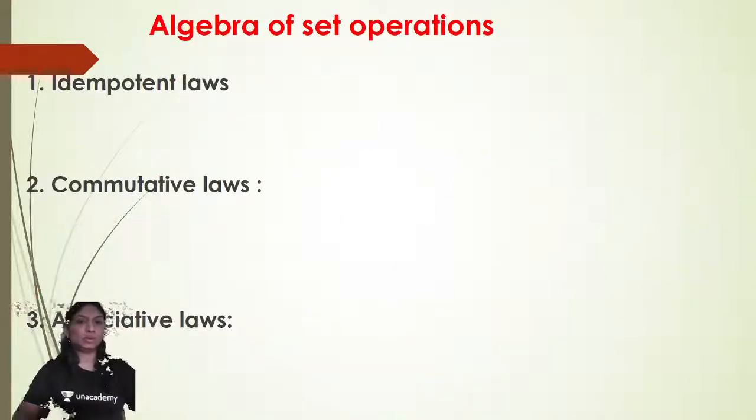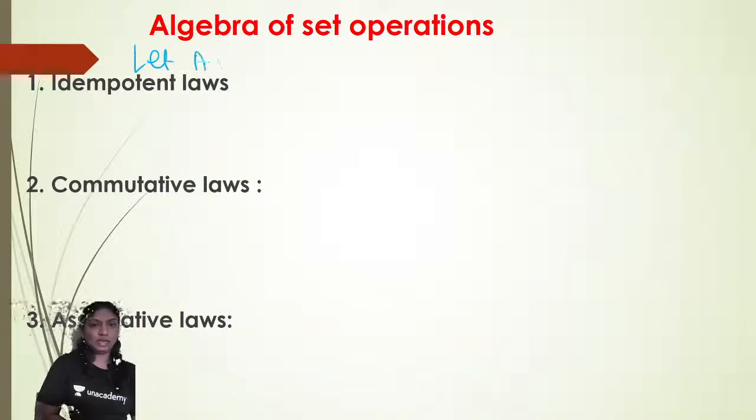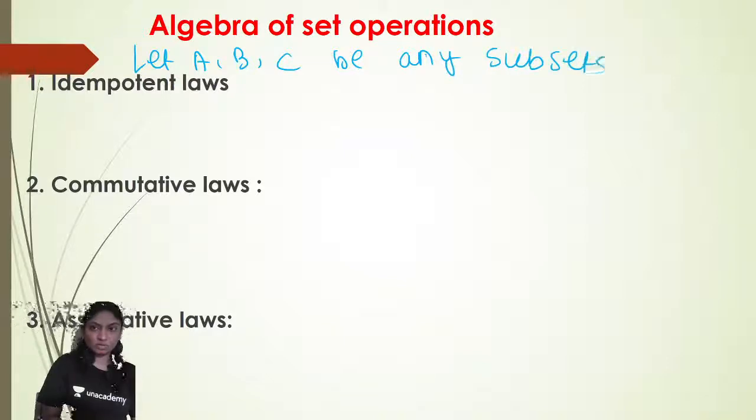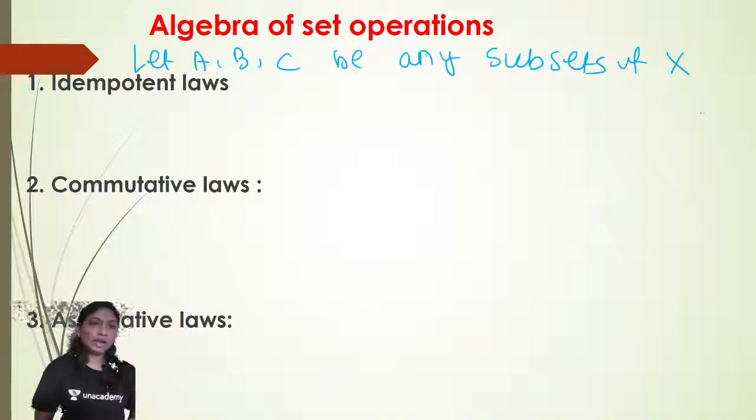Now the next is algebra of set operations. So we denote the algebra of set operations. Now see, there are many laws here. First, let A, B, C be any subsets of X. Then we denote the idempotent law.